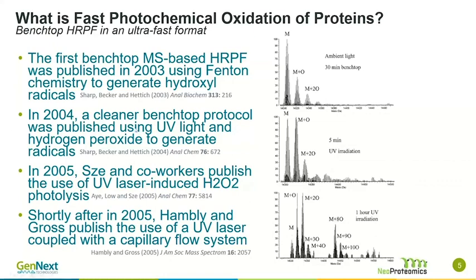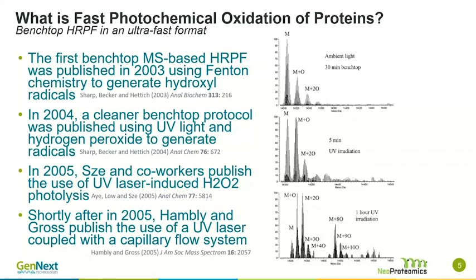So in the next year, in 2004, we published a cleaner benchtop protocol using UV light and hydrogen peroxide to generate radicals. And the chemistry here is very simple and very easy to control. When we wanted to make radicals, we turned on a UV lamp. The UV light would photolyze hydrogen peroxide to form 2 moles of hydroxyl radicals per mole of peroxide. And then when we wanted to stop labeling, we would turn the lamp off. So it was very clean, very simple to control, and it generated enough hydroxyl radicals to actually label your protein.